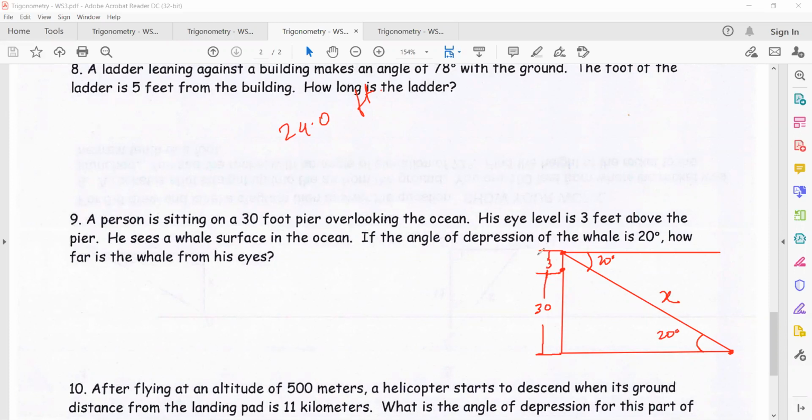And you have this height. This is 30 and this is 3. So together this is 33 total height, right? Now you have the opposite side and the angle. You have to find the hypotenuse. Which ratio will you use? Sine. Yes, use it.